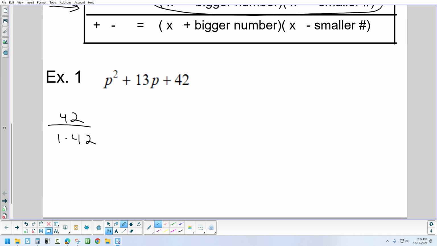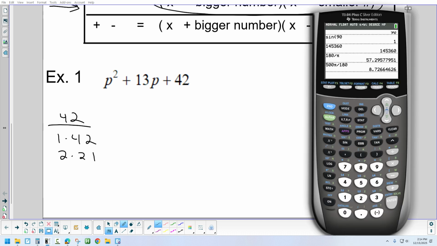How about 2 and anything? Yep. 21. Yep, perfect. 2 and 21. I think 3 does work too. Anybody know what it would be for 3? How could we figure it out on the calculator if we're not sure? What would you divide 42 by? What are we trying to figure out? Yeah. 42 divided by 3. 14. So 3 times 14.